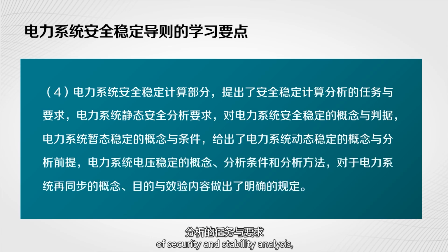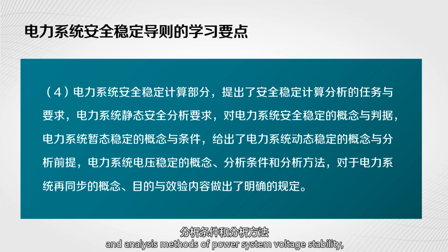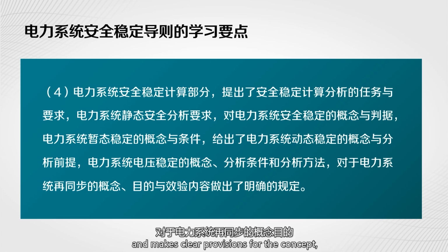4. For the part on power system security and stability calculation, it proposes the tasks and requirements of security and stability analysis, requirements of static security analysis of power system, the concepts and judgments of power system security and stability, and the concepts and conditions of power system transient stability. It provides the concepts and analysis prerequisites of the dynamic stability of the power system, the concepts, analysis conditions, and analysis methods of power system voltage stability, and makes clear provisions for the concept, purpose, and effectiveness of the reclosing function of the power system.